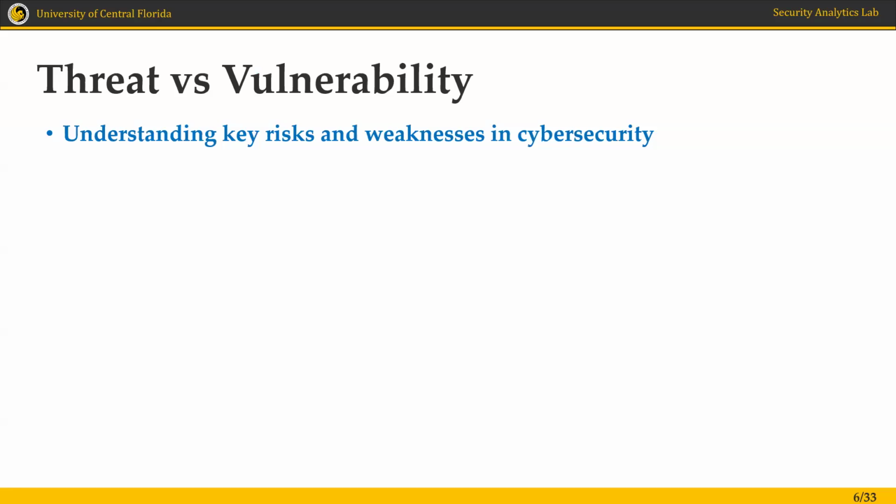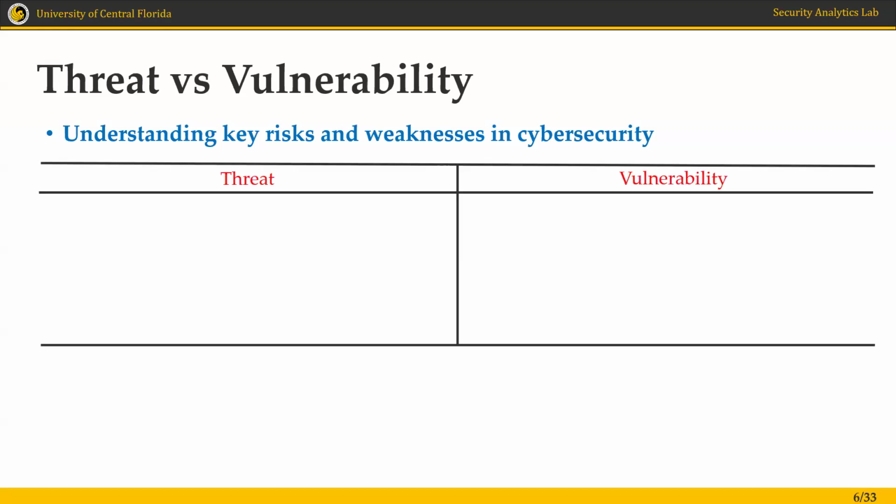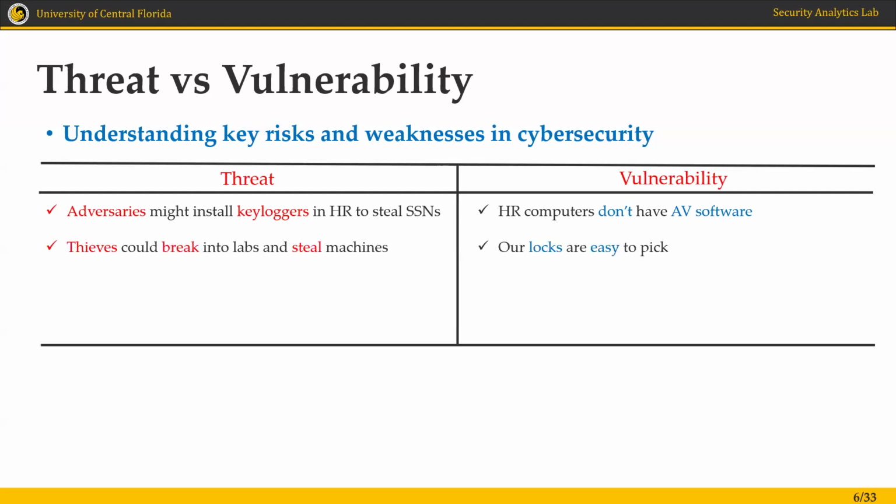So here, let's understand vulnerabilities and threats more. We want to understand the risks and weakness. Here's a side-by-side table of a threat and vulnerability. One example of a threat is that adversaries might install keyloggers in HR to steal social security numbers. The vulnerability is something that we could improve in our system, but we haven't done yet. That is, HR computers don't have antivirus software.